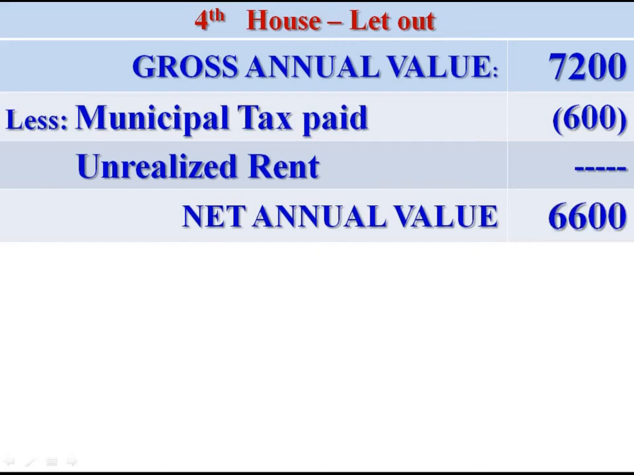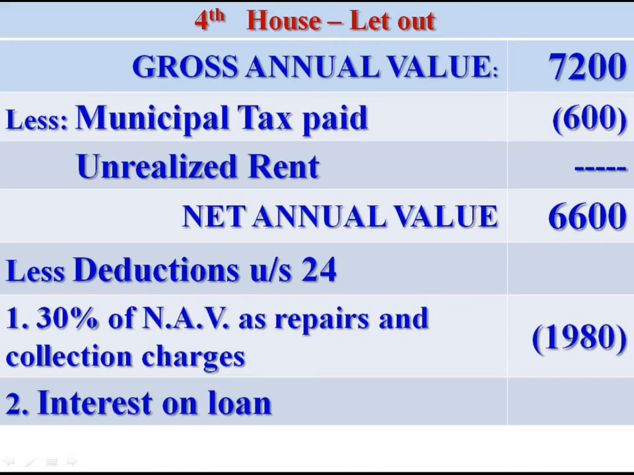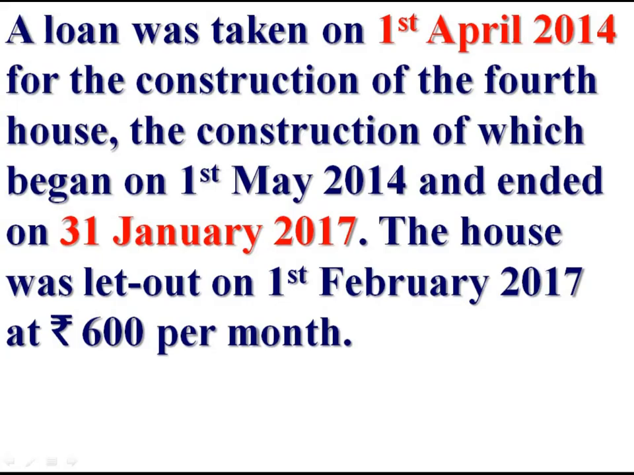From this net annual value, less various deductions under section 24(1). First, 30% of the net annual value as standard deduction in respect of repairs and collection charges. 6600 into 30%, 1980. Second, interest on loan. We have some information about interest on loan. A loan was taken on 1st April 2014 for the construction of the fourth house, the construction of which began on 1st May 2014 and ended on 31st January 2017.